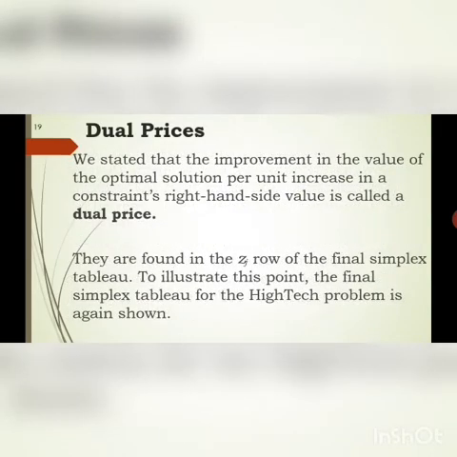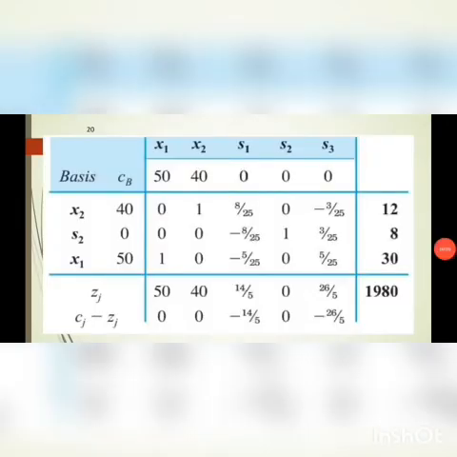So, what are dual prices? We stated the improvement in the value of the optimal solution per unit increase in a constraint right-hand side value is called a dual price. They are found in the C sub j row of the final simplex tableau. To illustrate this point, the final simplex tableau for the hydrogen problem is again shown. So this is our table.